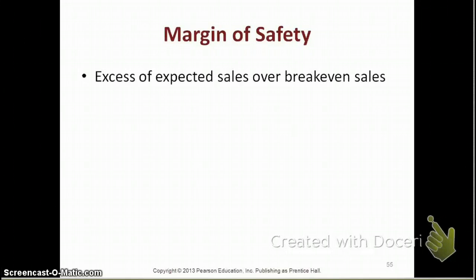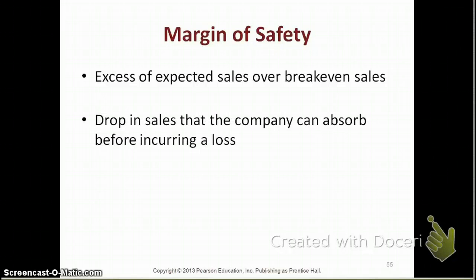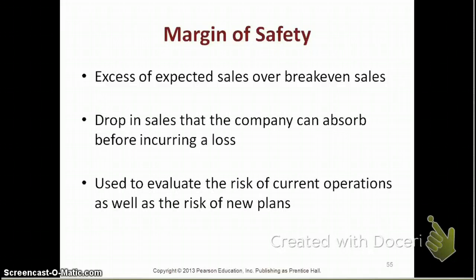Margin of safety is the difference between your expected sales, or your existing current level sales, and your break-even sales. The difference between what you're making right now and what you would make in order to break even. That is your margin of safety. It's basically just a cushion. It measures how much of a drop in sales a company can absorb before they incur a loss.